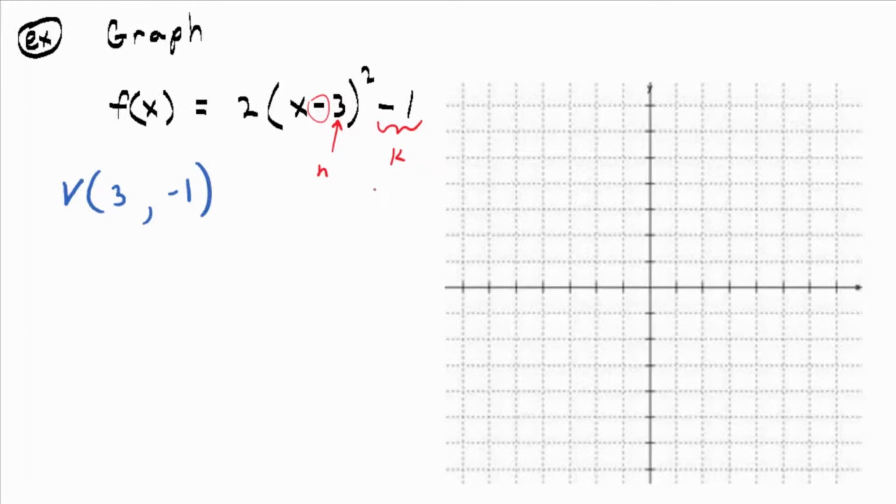Okay, now let's plot that point, and then let's decide on one other point to plot. So we're going to plot 3, -1. Does it open up or down? What's the value of a? 2. Is that bigger than 0? Yep. So is this a smiley face or a frown? It's a smiley face. It opens up, in other words, right?